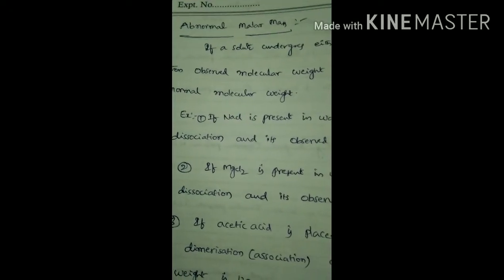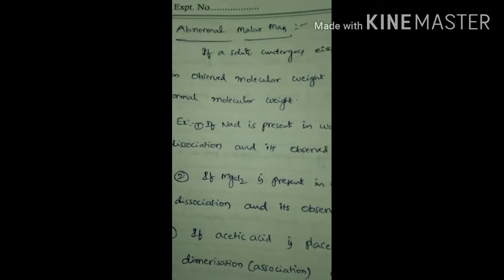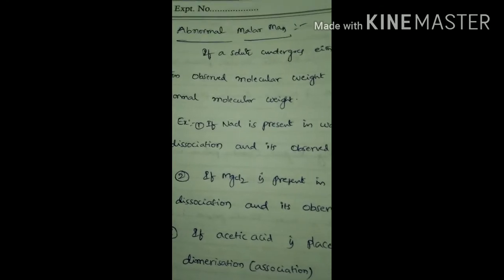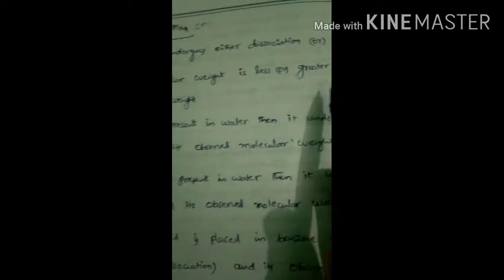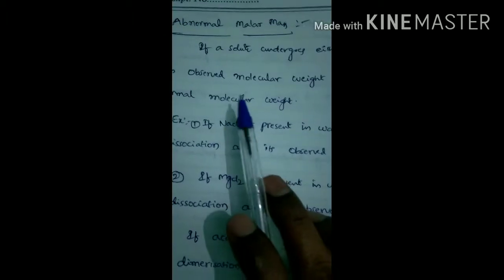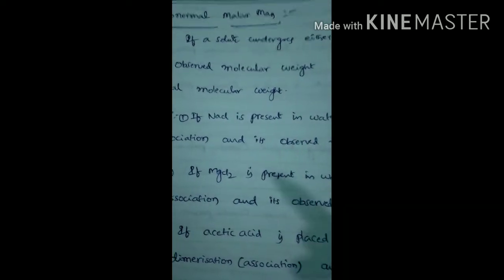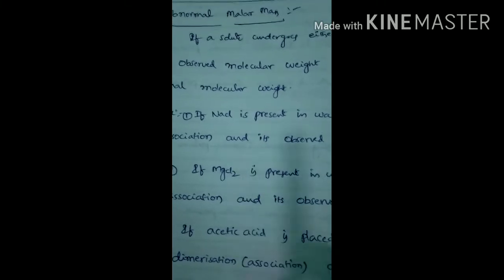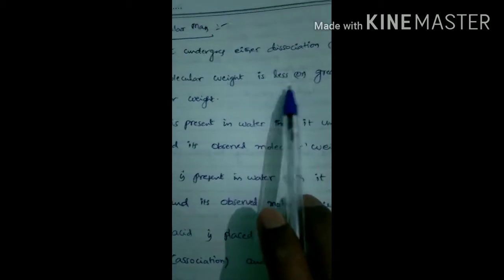Now we discuss abnormal molar mass. Molar mass means molecular weight. Abnormal means not normal, that means different. So, different molar mass or different molecular weight. If a solute undergoes either dissociation or association, then the observed molecular weight is the molecular weight we get after association or dissociation. That molecular weight is considered the observed molecular weight, and it is less or greater than the normal molecular weight.